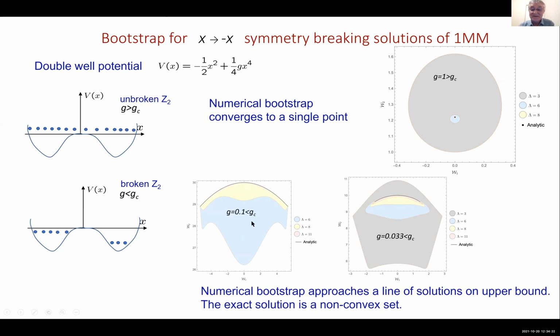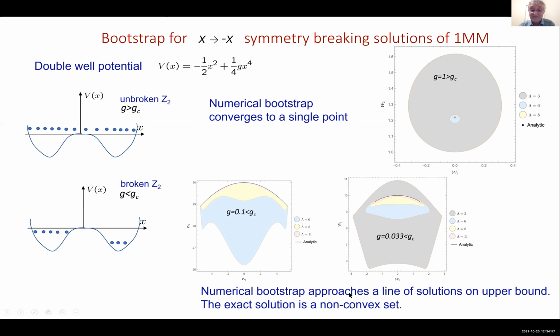Here is the Bootstrap, this Bootstrap island. The approach to the exact solution is much slower. You see, this is a blue region, lambda equals 6, yellow region, but then at lambda equals 11 already, it's almost perfect, at least in the picture. And it happens here, and it's just for another value of the coupling, the same picture.